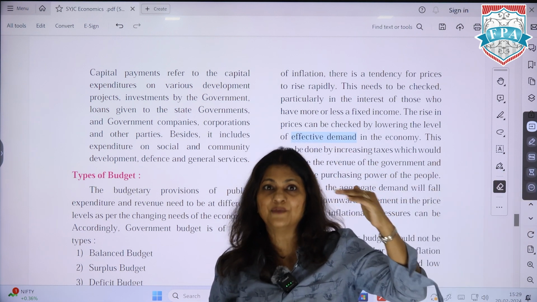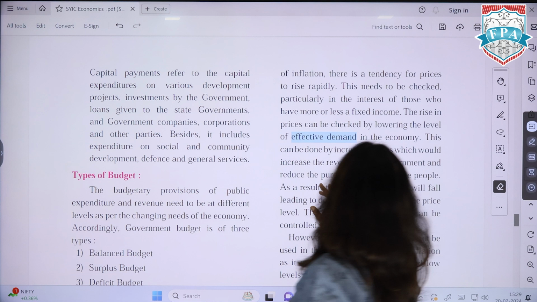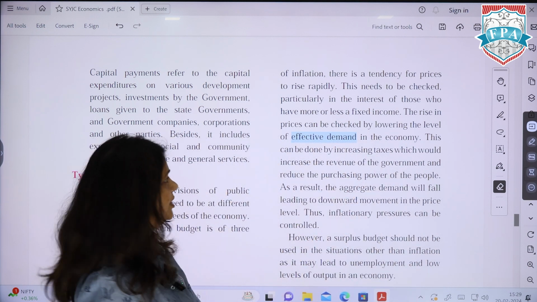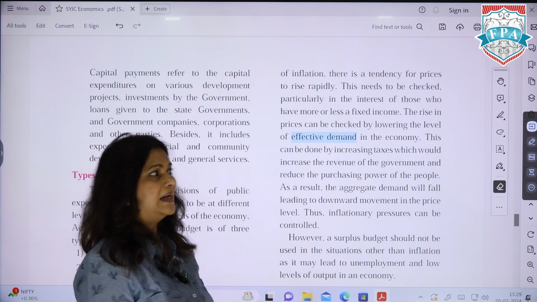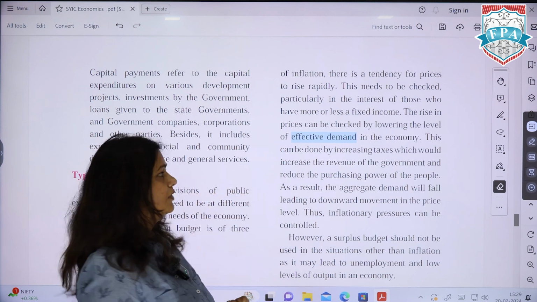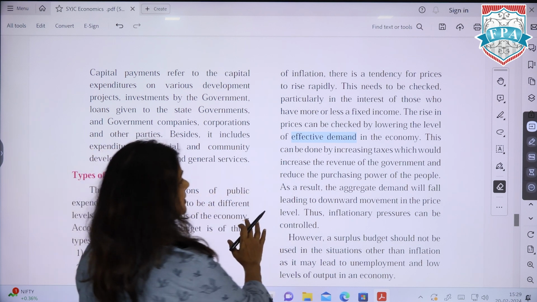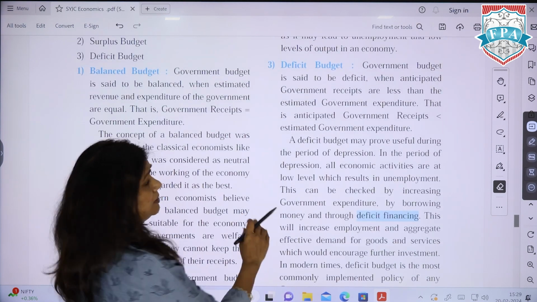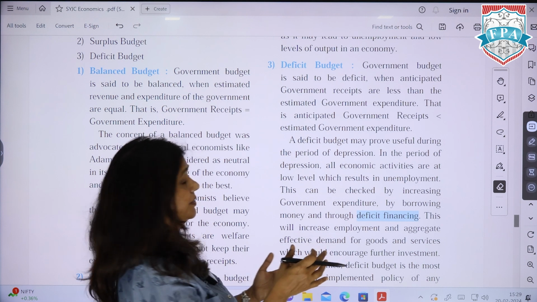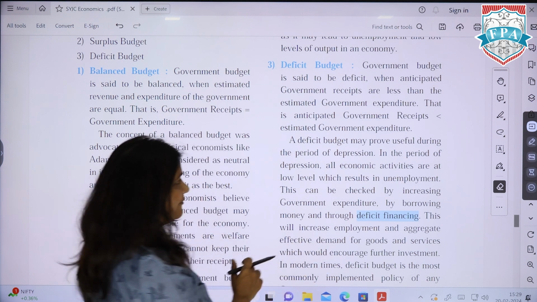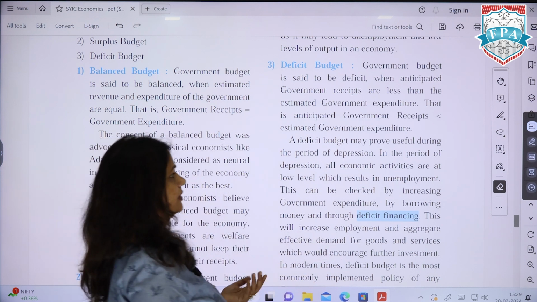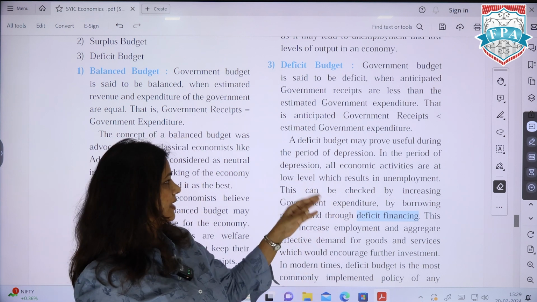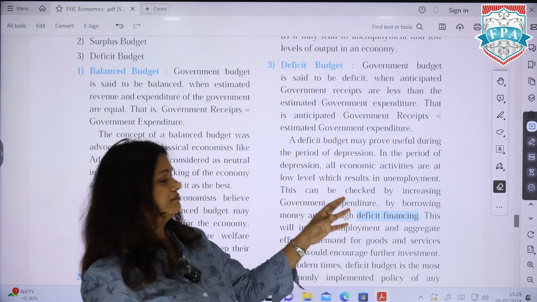So lowering of demand, that's exactly what they are trying to do, that if there is a tendency for inflation, we should check this by lowering the level of effective demand, increasing the taxes. This is what they are trying to tell you. Deficit budget means your expenditure is more but your receipts are lesser. Deficit budgets are useful in the times of depression where all economic activities are happening at a lower rate.